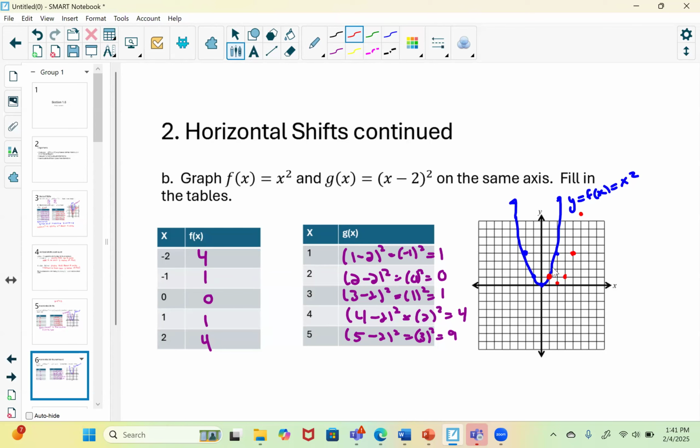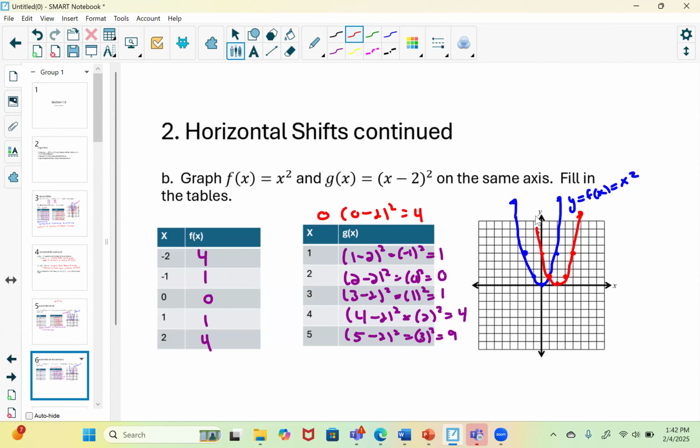If you wanted to do -1 to get the complete picture, or if I want to do 0 just to see where that is, 0 minus 2 squared is -2 squared, which is 4. So we get our U again.